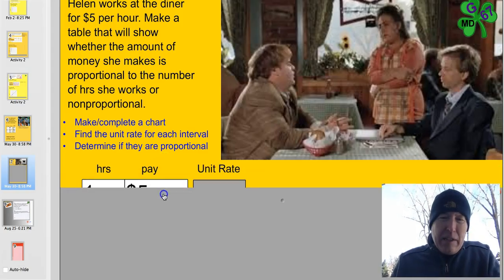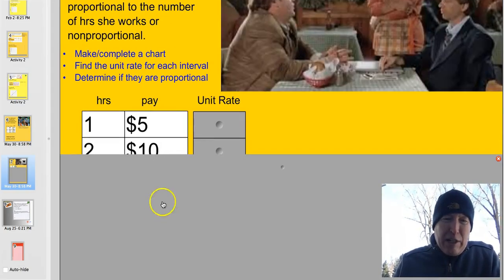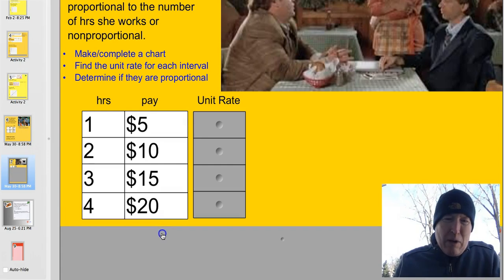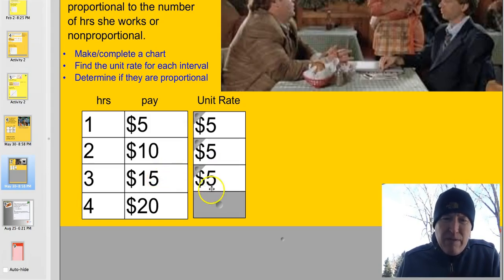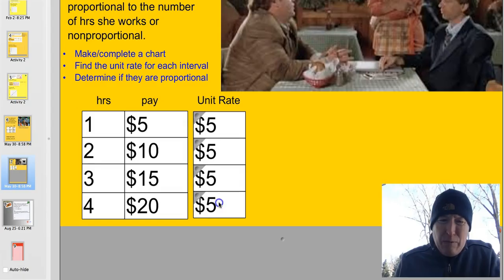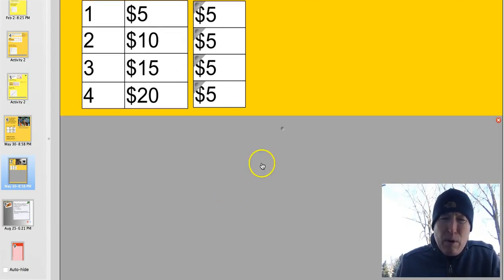All right, let's take a look. If I make a chart here, hours worked and the amount of pay. I've got $5 for 1 hour, so the unit rate there is $5 per hour. Here we've got $10 to pay for 2 hours, so that's $5 an hour. $15, well, that's $5 per hour. $20 for 4 hours, that's $5 per hour.